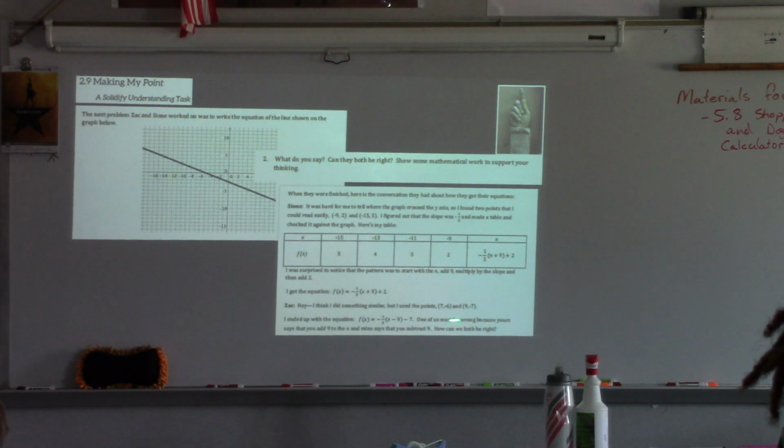Zach used 2 other points and he got this equation. Looks a little bit different, right? One of us must be wrong because yours says that you add 9 to the end and mine says that you subtract 9. How can we both be right? Your job is to say, what do you say? Can they both be right? Show some mathematical work to support your thinking.